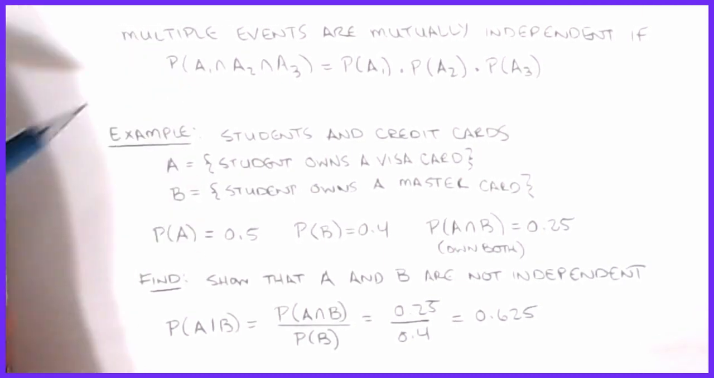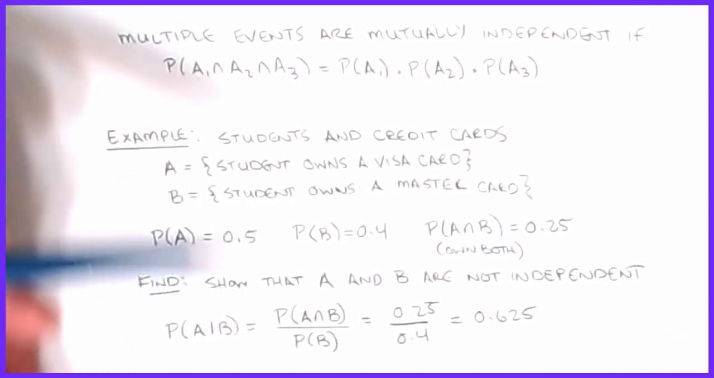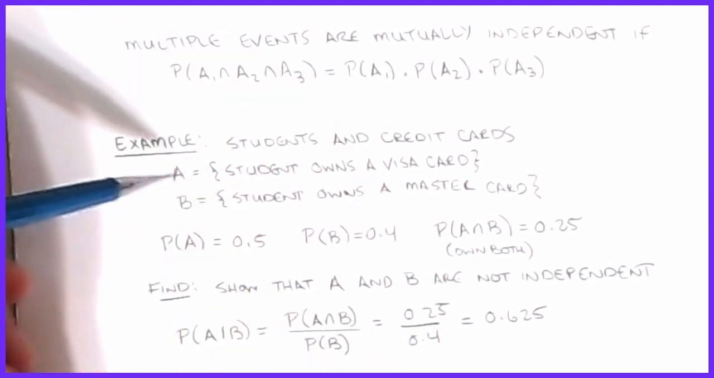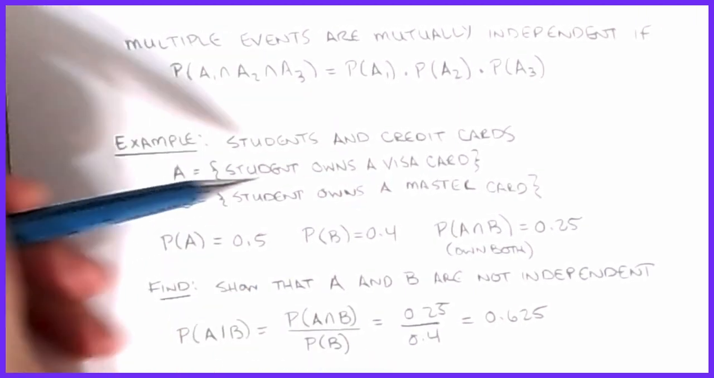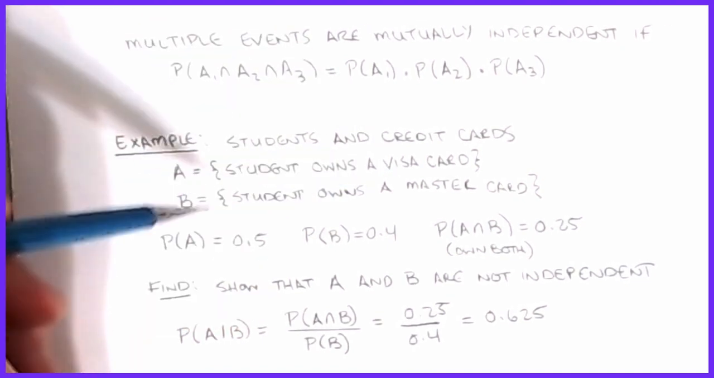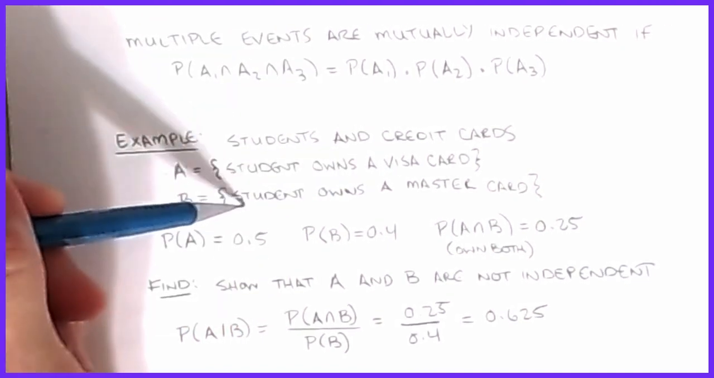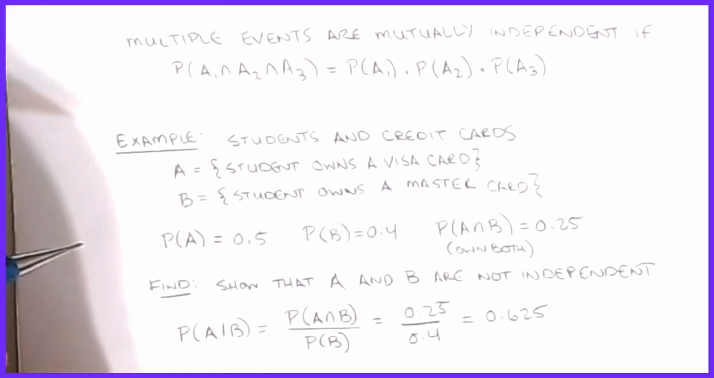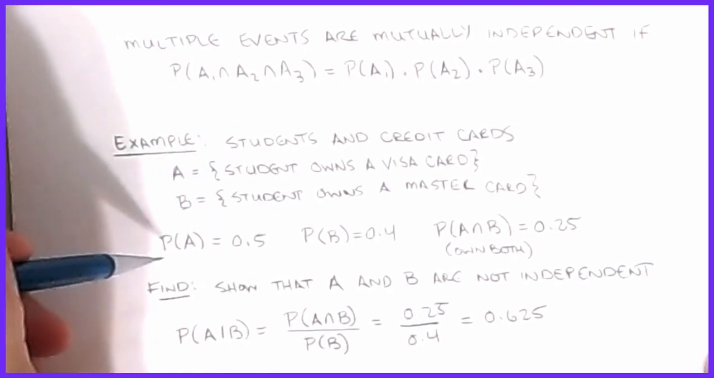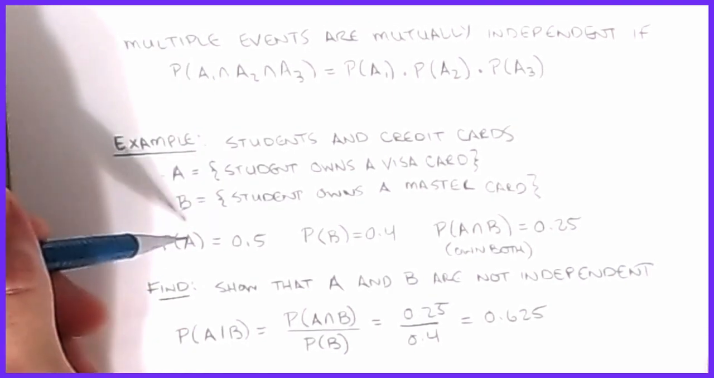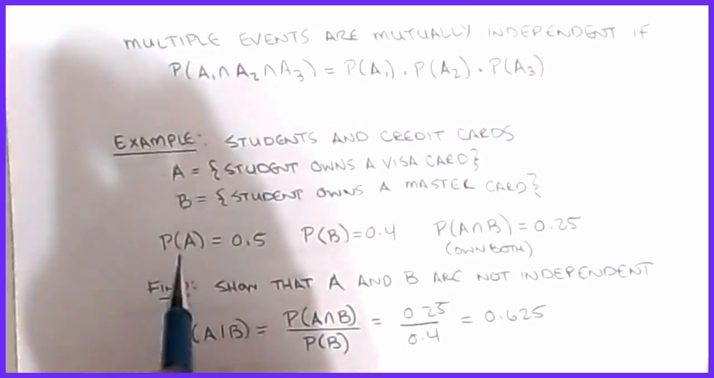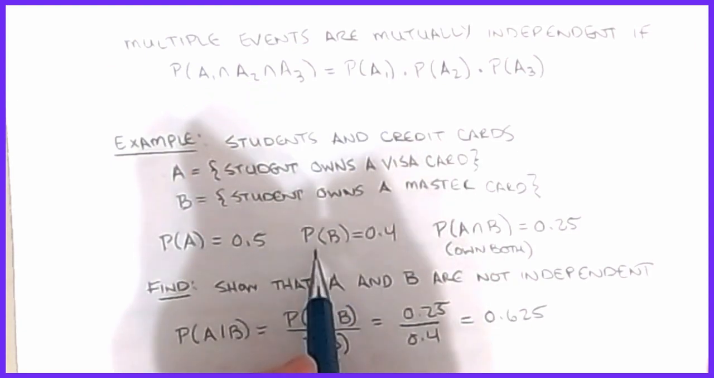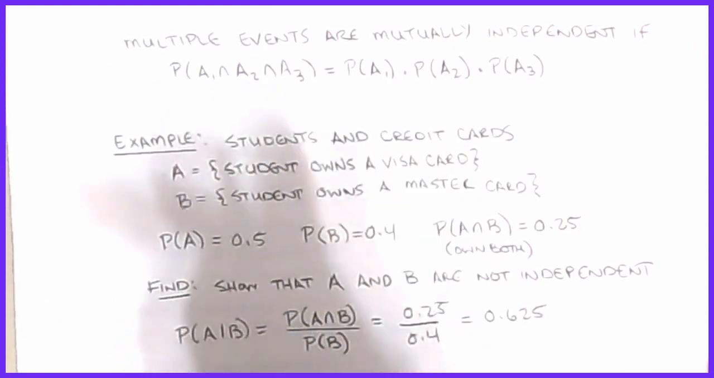This is a classic problem from that era, but it does illustrate the points we're trying to show. I'm going to define 2 events. Event A is the event that a certain student owns a Visa card, and event B is that the same student owns a MasterCard. Based on some polling data, the probability of event A, that a student owns a Visa, was 50%, 0.5. And the probability of event B, that a student owns a MasterCard, was 0.4.